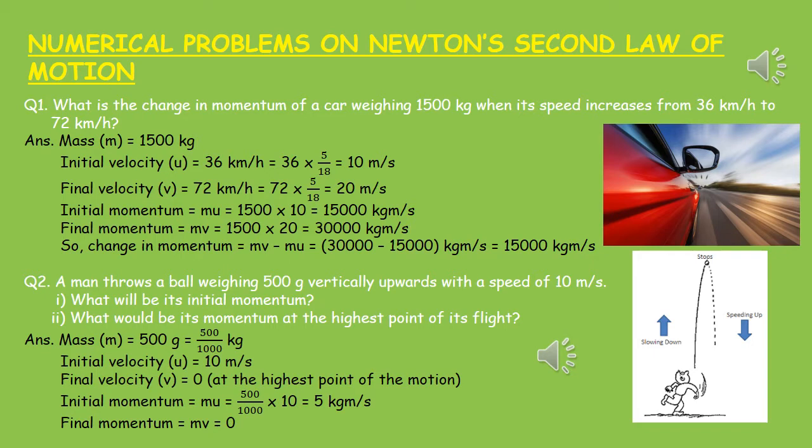Mass M is given 500 grams, so we need to convert it here. So a conversion is needed. We are dividing 500 by 1000 to convert it into kg. Initial velocity is 10 meter per second and final velocity v is equal to 0 at the highest point. So initial momentum is 500 by 1000 into 10 and final momentum is 0.